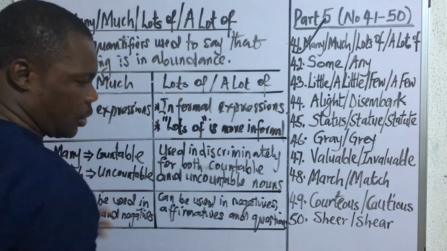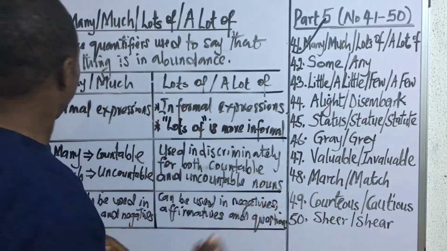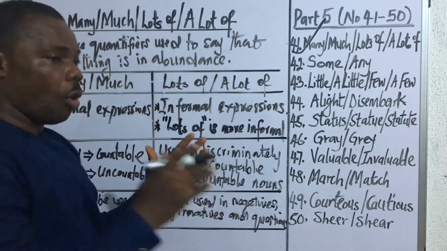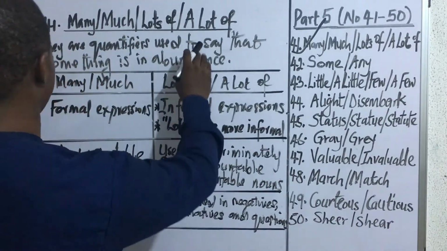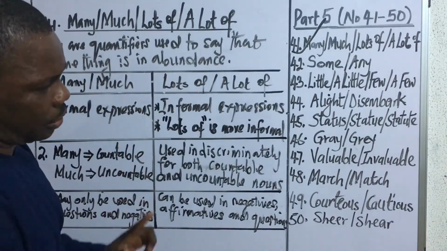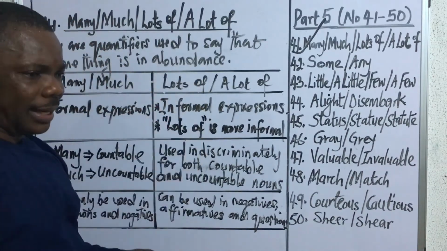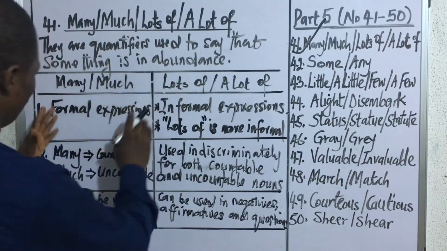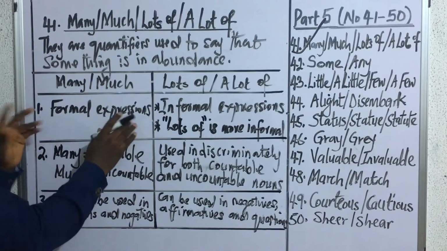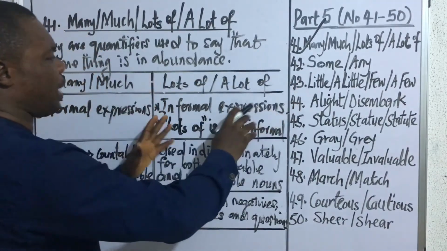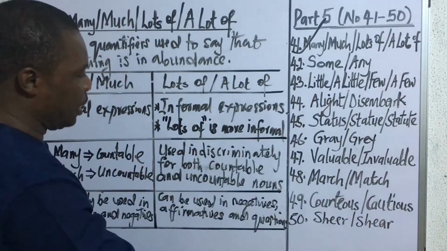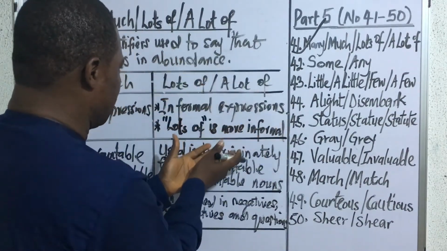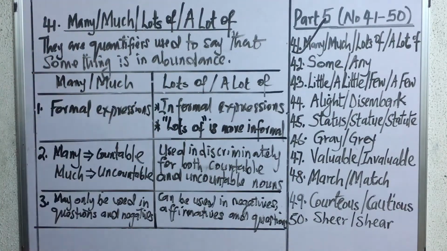In general, let's look at what we have said so far. We have been able to establish that many, much, lots of / a lot of are all quantifiers which are used to say that something is in abundance. In other words, to say that something is more than necessary. Then we've established as well that many / much are used in formal expressions, while lots of / a lot of are used in informal expressions. That is to say, lots of / a lot of are the informal varieties of many / much.